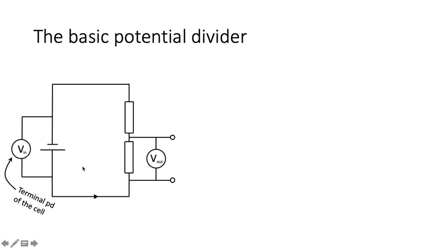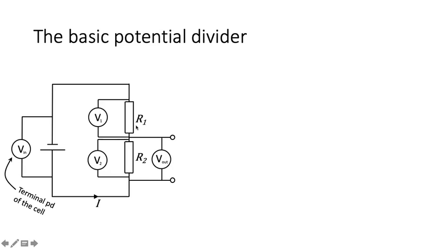So let's just get some terminology. V in is the terminal PD of the cell or of the energy supply, and V out is the potential difference that's available to the secondary circuit that we're passing on. We'll label our two resistors R1 and R2, and the potential across each of them is V1 and, in this case, V2. And V2, yes, is going to be the same as V out, but we'll come back to that.